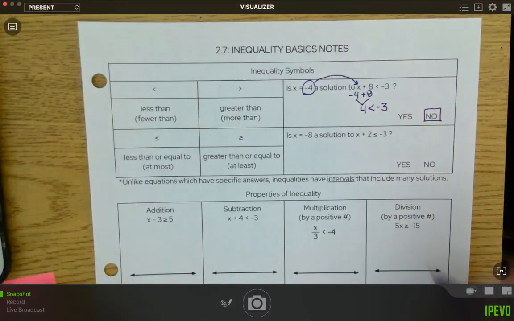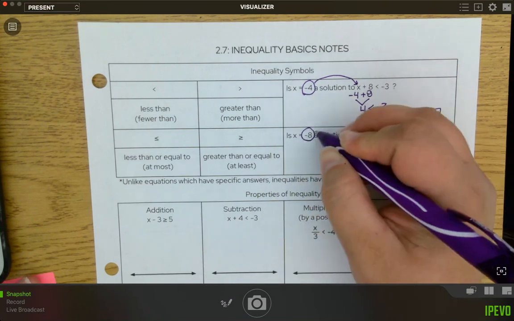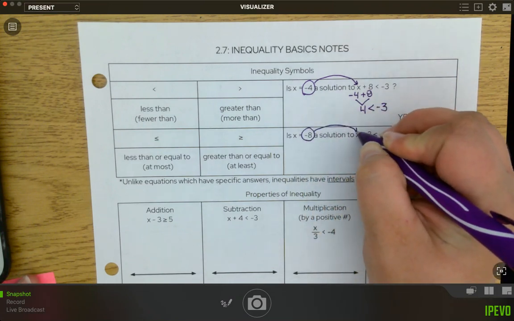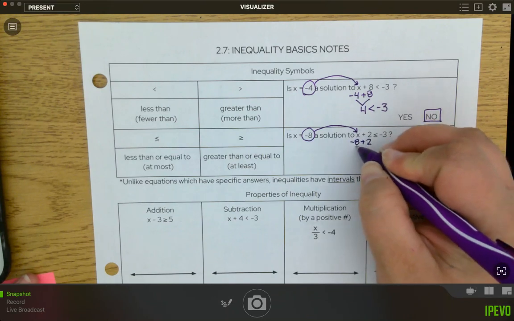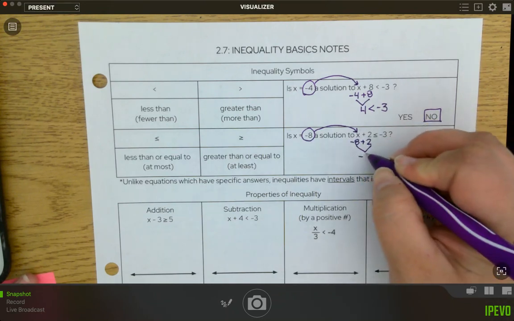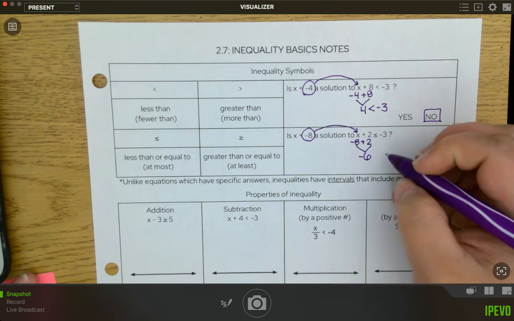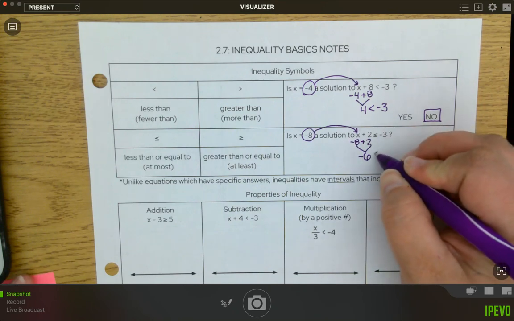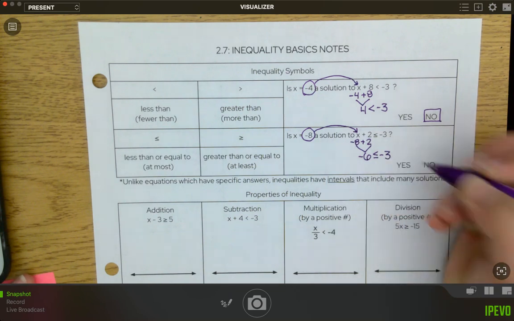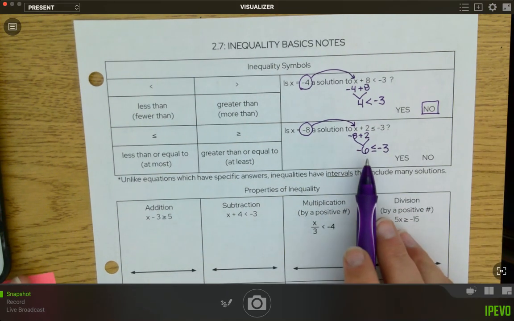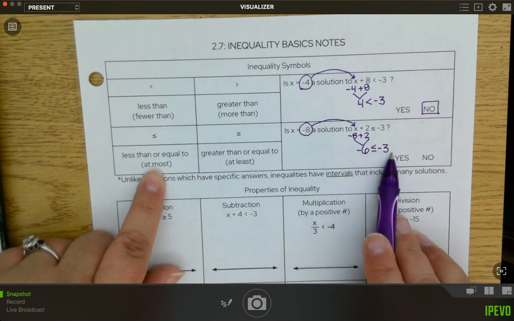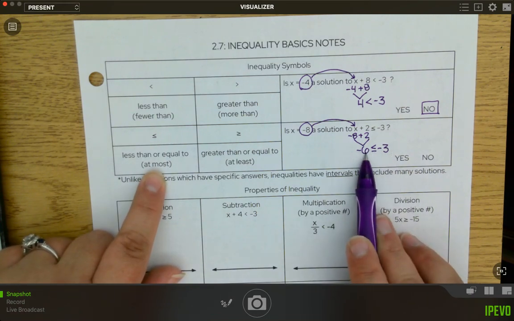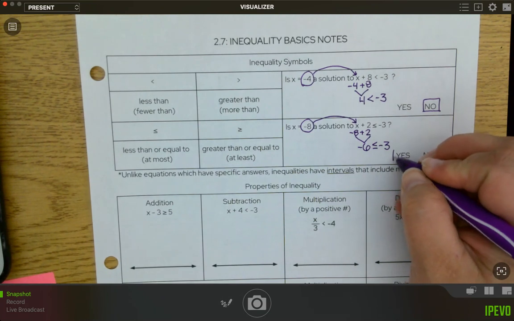Same idea on the next question. You're taking negative 8 and plugging it in for x right here. Negative 8 plus 2 is negative 6. And then you keep the less than or equal to negative 3. This is saying that negative 6 is less than or equal to negative 3. It is less than negative 3, so our answer is yes.